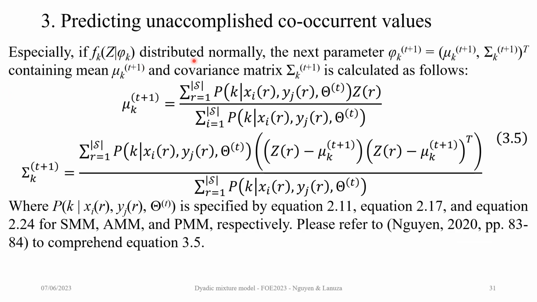Especially if Fk is normally distributed, the next parameter θk^(t+1) containing mean μk^(t+1) and covariance matrix Σk^(t+1) is calculated by equation 3.5. It is not difficult to derive equation 3.5, where Pk is specified by equation 2.11, equation 2.17, and equation 2.24 for SMM, AMM, BMM, respectively. Please refer to the tutorial on expectation maximization to comprehend equation 3.5.